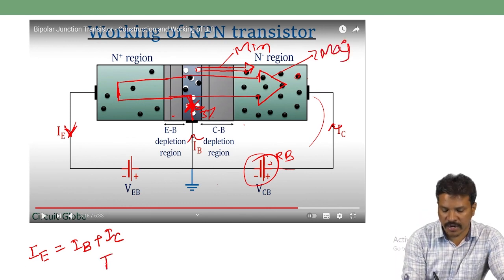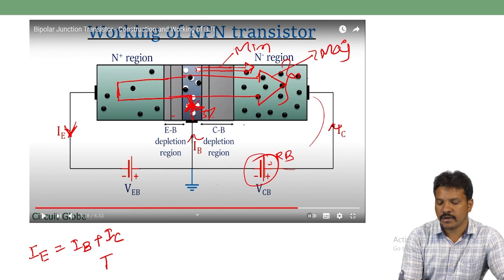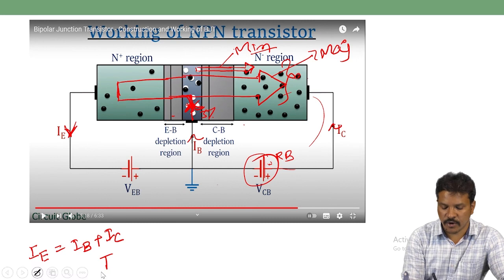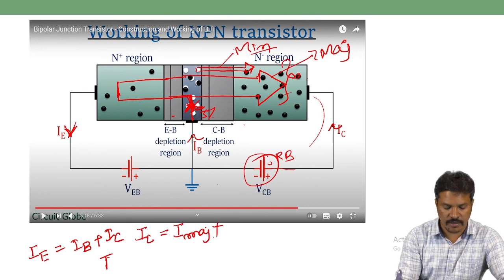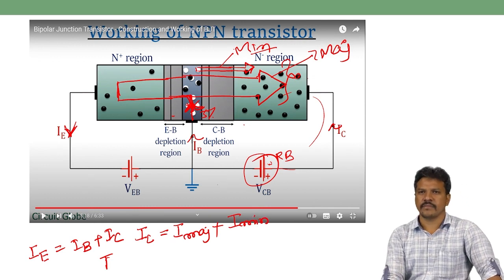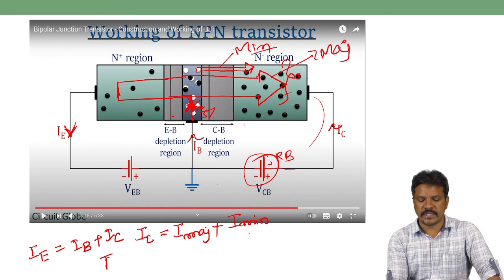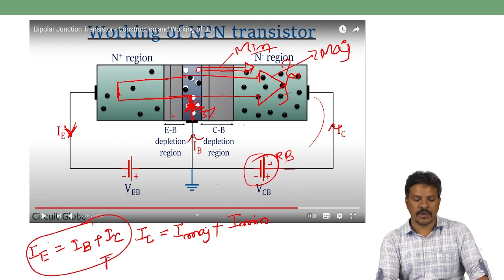The charge carriers that reach the collector are both minority and majority charge carriers. So the total collector current IC is equal to the current due to majority charge carriers plus minority charge carriers: IC is equal to IC majority plus IC minority. The total current follows Kirchhoff's current law: IE is equal to IB plus IC.